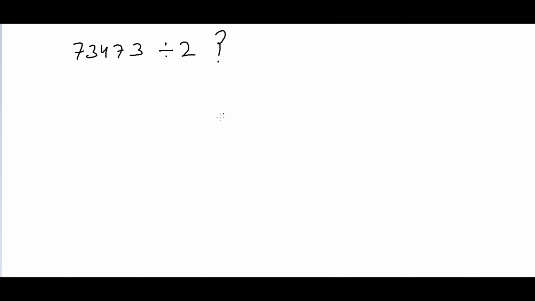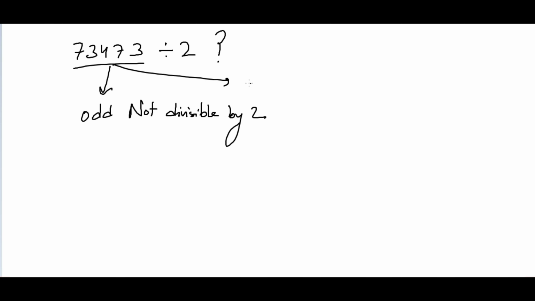So if I get any number like 73473 and I want to know whether it is divisible by 2 or not, it means there should not be a remainder, and that's what divisibility means here. So we can check whether the number is odd or even. If the number is odd, then it is not divisible by 2, because all the even numbers are divisible by 2. If the number is an even number, then the number is divisible by 2. Very simple. But be with me, there are bigger numbers also.